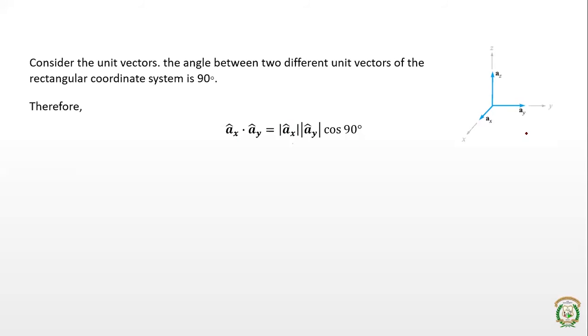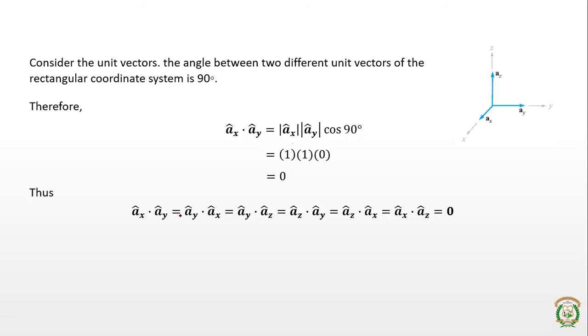Similarly, the dot product of a unit vector with any other unit vector will be 0 because the angle between any two of these unit vectors is 90 degrees. Similarly, ay dot ax, since it is commutative. Similarly, ay dot az and az dot ay, also az dot ax and ax dot az. All these, that is, the dot product of any unit vector with any other unit vector, will be 0.